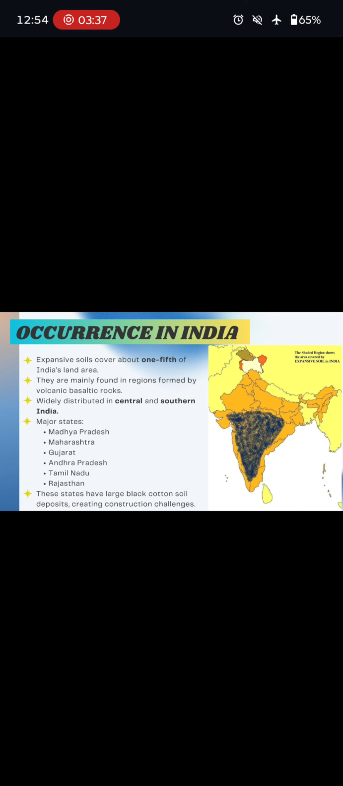Then, occurrence in India. Expansive soil covers about one-fifth of India. They are mainly found in regions formed by volcanic basaltic rocks, widely distributed in central and southern India. Major states are Madhya Pradesh, Maharashtra, Gujarat, Andhra Pradesh, Tamil Nadu, and Rajasthan. These states have large black cotton soil deposits, creating construction challenges.